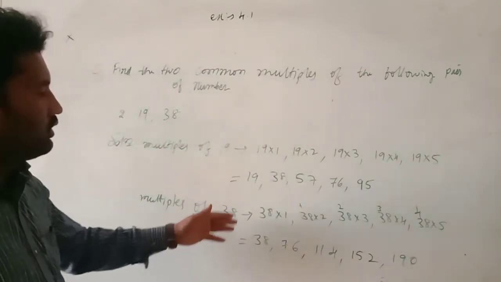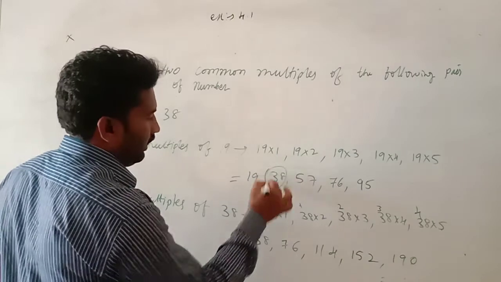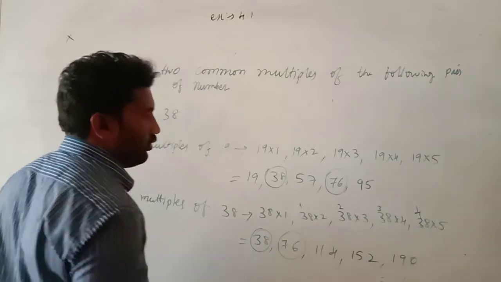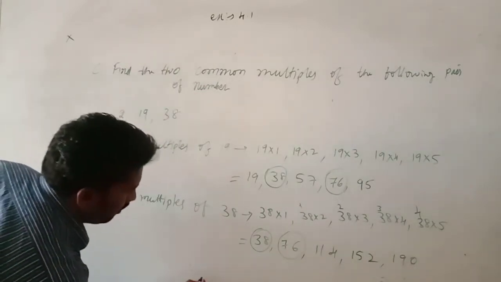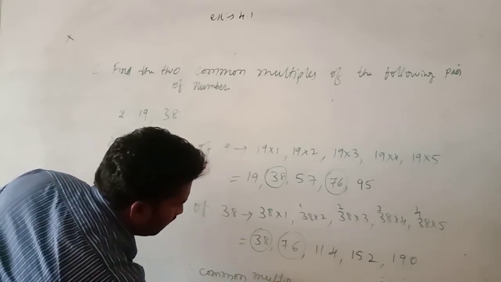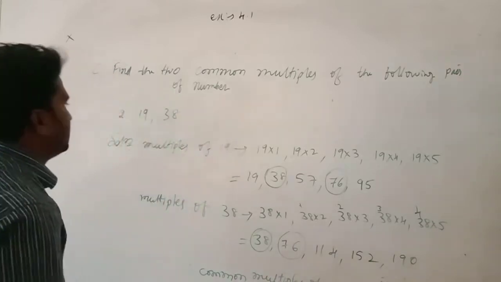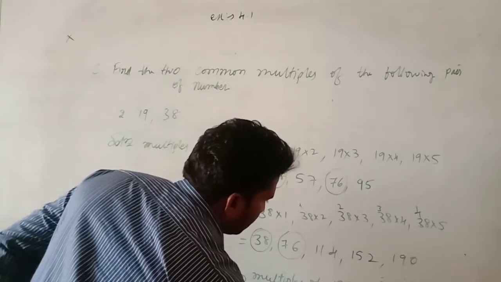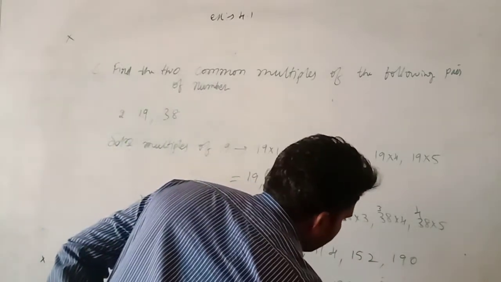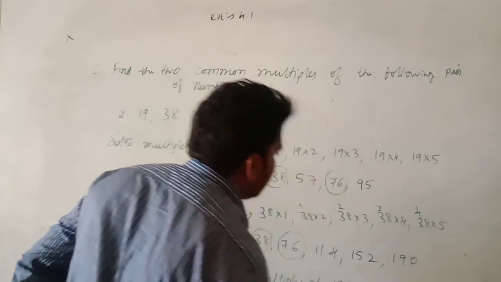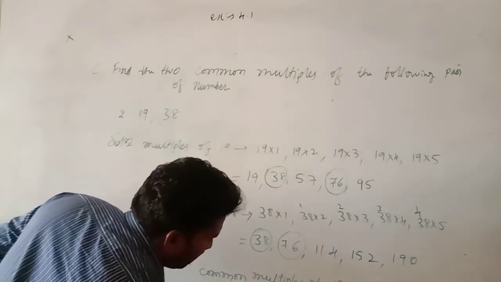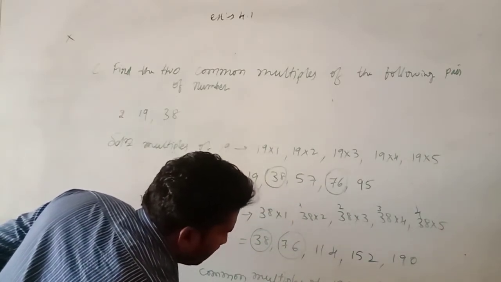So in these two, what are we seeing as common? 19 is not there, 38 and 38 are both common, and 76 is common in both. Therefore, the common multiples of 19 and 38 are 38 and 76. That is the answer.